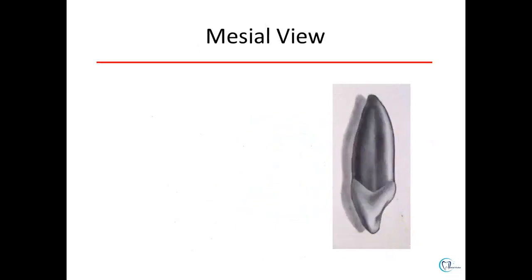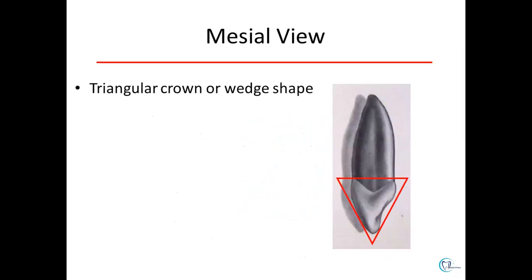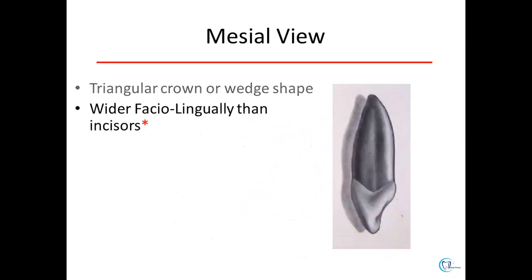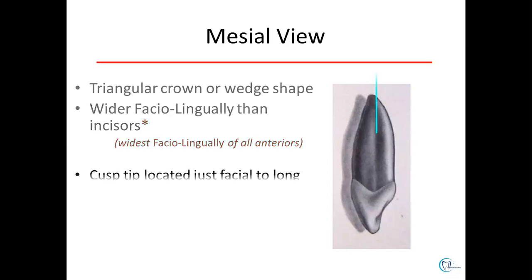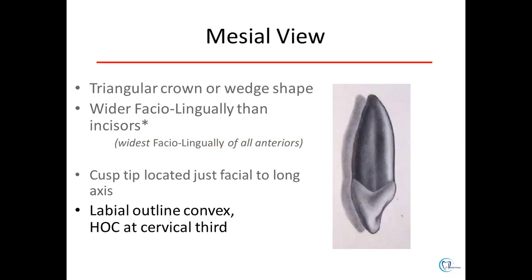Now coming on to the proximal views. In the proximal view, we have the mesial view first. It is triangular or wedge shaped. It is wider faciolingually in comparison to incisors. We have already discussed in the general characteristics that it is the widest faciolingual tooth among the anterior teeth. When we draw a line from the cusp tip to the midline, the crown is slightly facial to the long axis of the tooth.